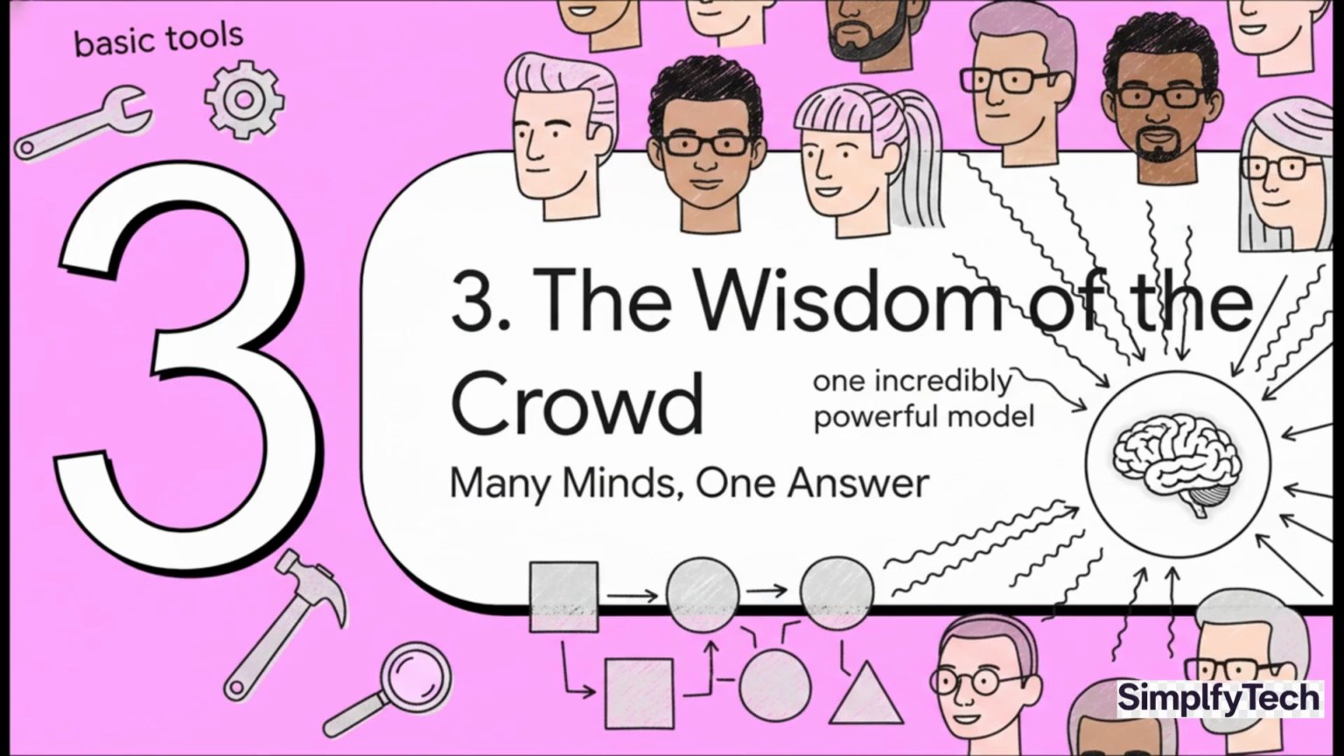Okay, so we've got our basic tools down, but what happens when a problem is just too messy, too complex for one simple model? Well, what do we do in real life? We ask a bunch of experts, right? We get a second, third, fourth opinion. And that is the whole idea behind what we call ensemble methods. We combine lots of simple, kind of weak models to create one that's incredibly powerful.